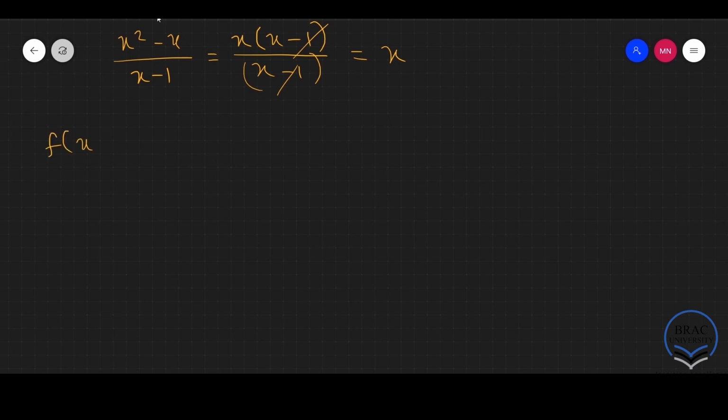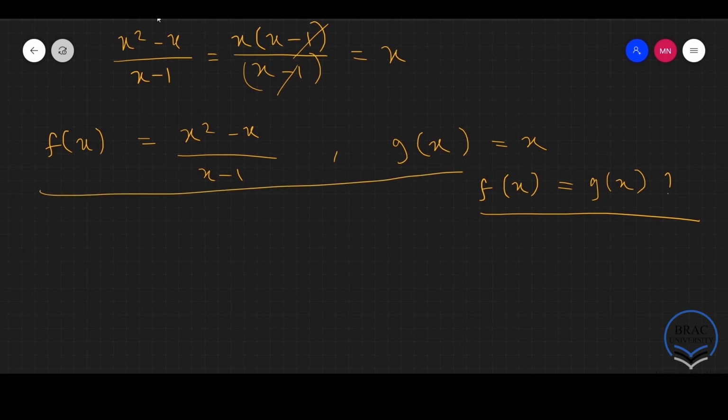Now, for the very final question or example, let's say we have this expression x squared minus x over x minus 1, and we can simplify this by factorizing an x out to get x times x minus 1 over x minus 1, and we can easily cancel out the x minus 1 terms from the numerator and the denominator to give x, right? So now let's consider some function f of x, which is equal to x squared minus x over x minus 1. And we have another function g of x, which is equal to x. Now the question is, are these functions the exact same? Are these two functions equivalent?